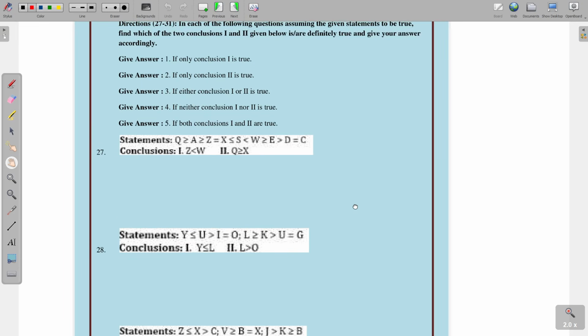So we have inequalities. So see the first one, question number 27.